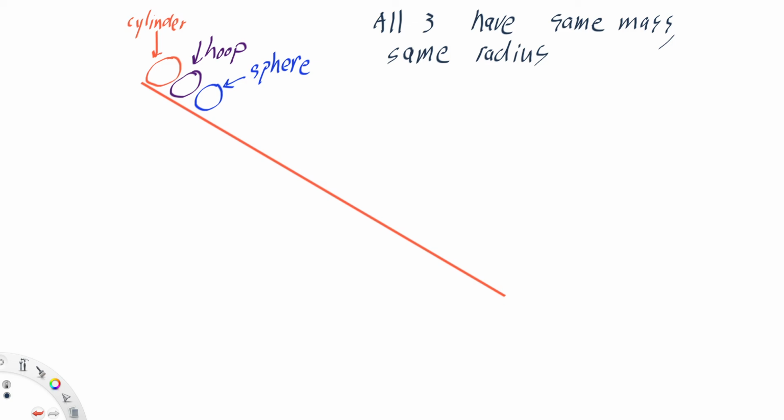Well, let's do the math and see what we get. Let's start with the thin hoop, since that's the easiest. For the hoop, all of the mass is at a distance r from the axis of rotation. All these objects are rotating about their geometric center. So its moment of inertia is equal to mr squared.